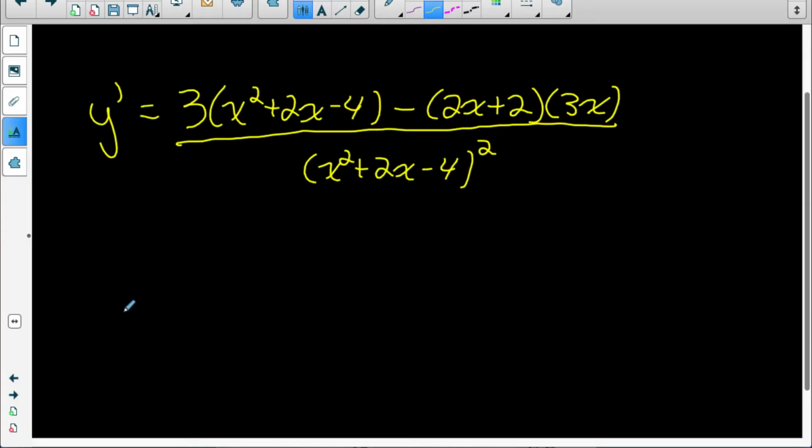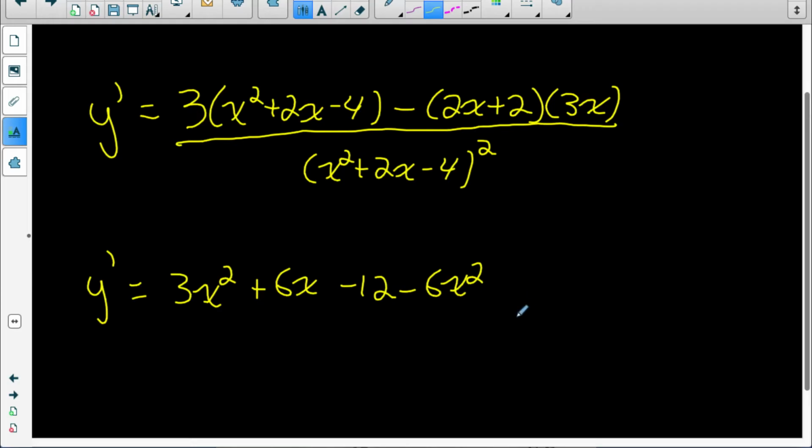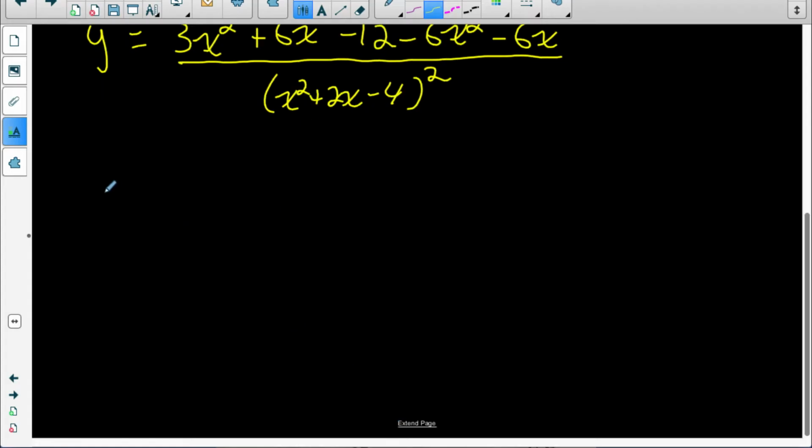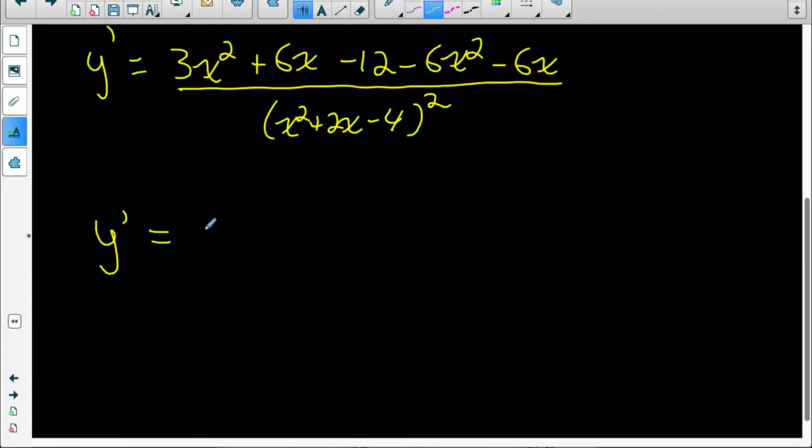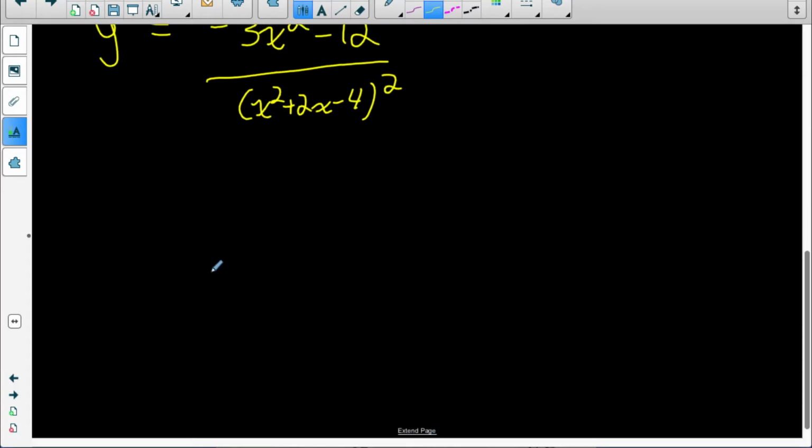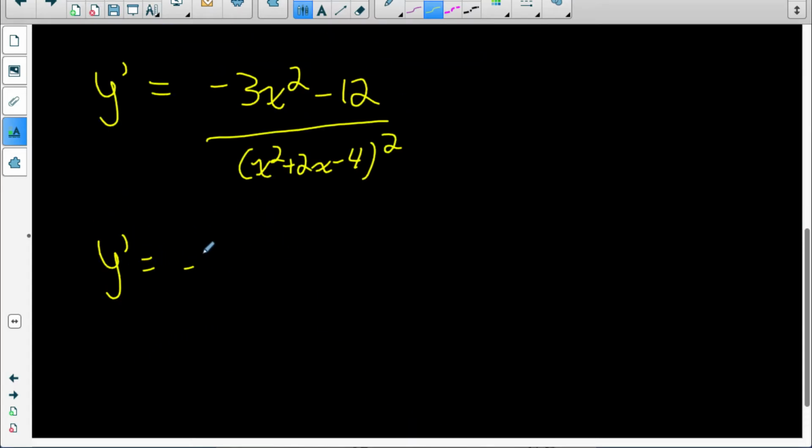And then we just have to simplify this. So I would expand the numerator and collect any like terms. So I've got 3x squared plus 6x minus 12. And then I need to subtract this product. So this product would be 6x squared, so I have to subtract 6x squared. And then 6x, so I have to subtract 6x as well. And the denominator stays the same. And collect my like terms in the numerator. And I would have negative 3x squared, the 6x's cancel, and then minus 12. And once again, I could leave it in this format, or I could common factor out a negative 3 from the numerator and get x squared plus 4 and leave the denominator as it is.